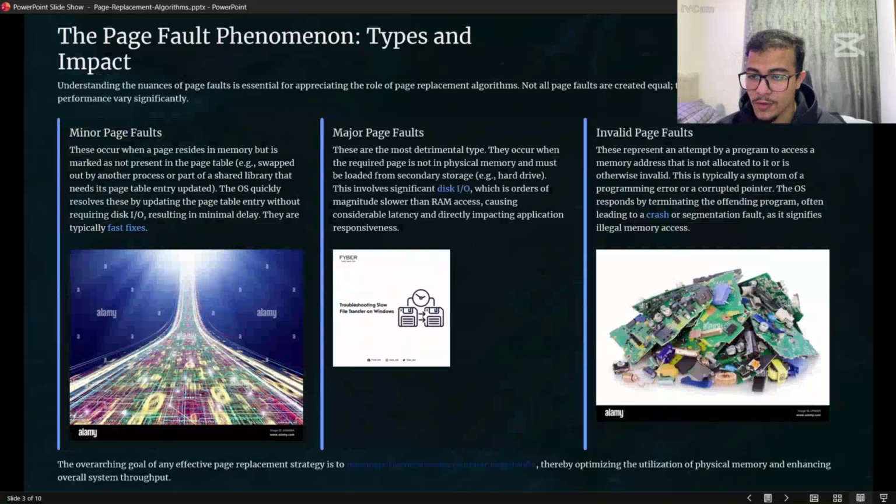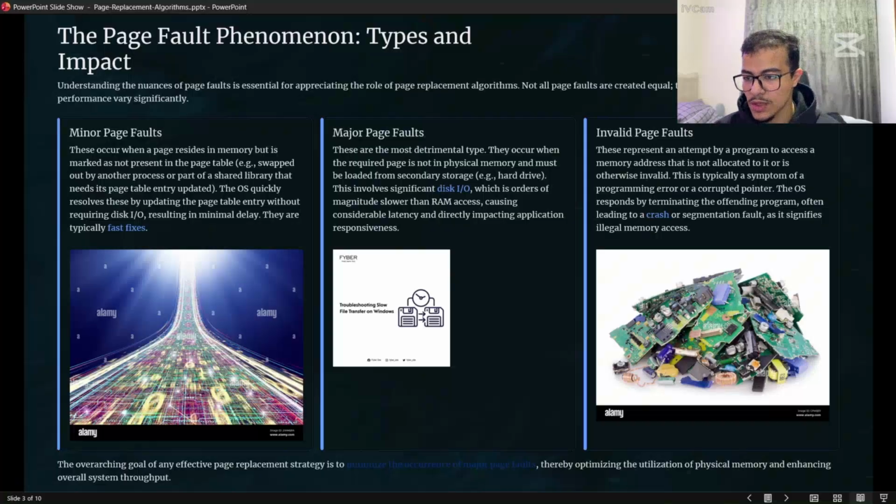The page fault phenomenon: types and impacts. Understanding the nuance of page faults is essential for appreciating the role of page replacement algorithms. Not all faults are created equal. Their severity and impact on system performance vary significantly.